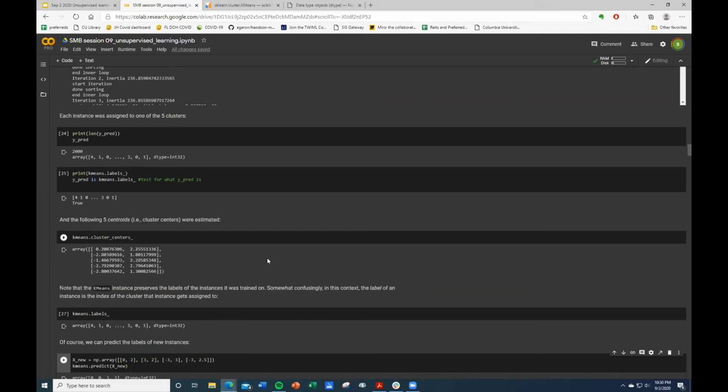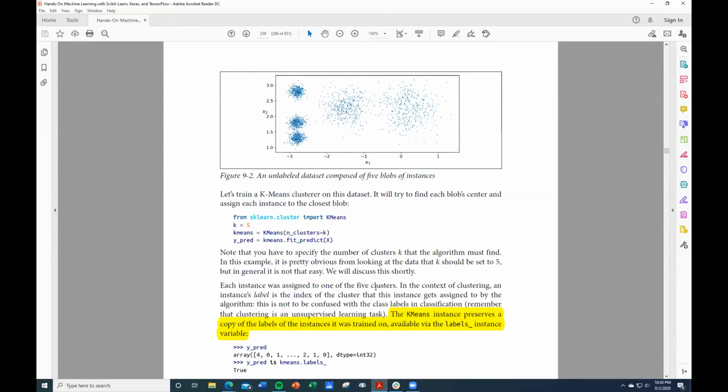And in this case, the point that he made in the book, I'm still kind of confused with the context of label versus an index per se. I think the idea is that because you're doing unsupervised learning, the assignment of a label is somewhat arbitrary because you don't have any definite ground truth. It says, okay, this is cluster 1, this is cluster 2.